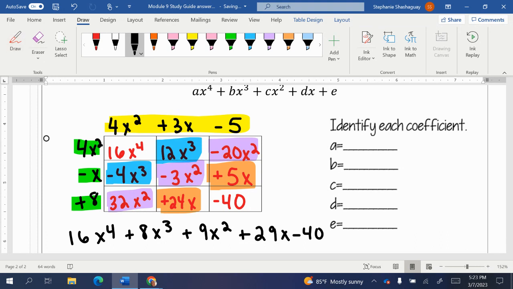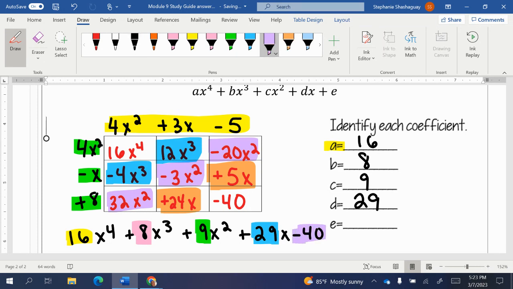So for this particular question, we have to identify our A, B, C, D, and E terms. So 16 is our A. 8 is our B. 9 is our C. 29 is our D. And then negative 40 is our E. Okay, and I will color coordinate those for you.